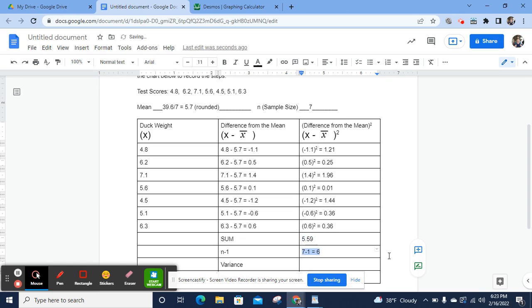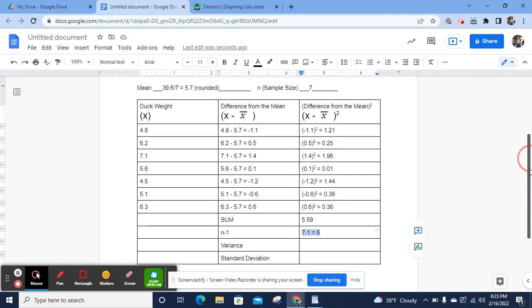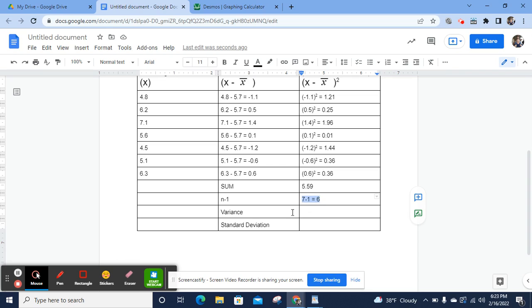So n minus 1 is 7 minus 1. Our sample is 7. 7 minus 1 is 6. Now we're going to get a first measurement called a variance. And the variance is the next step to getting a standard deviation. So the variance is going to be this sum of the squared differences divided by 6. And so we will get 0.93. Now, the final step is to get the square root of 0.93 to get the standard deviation.